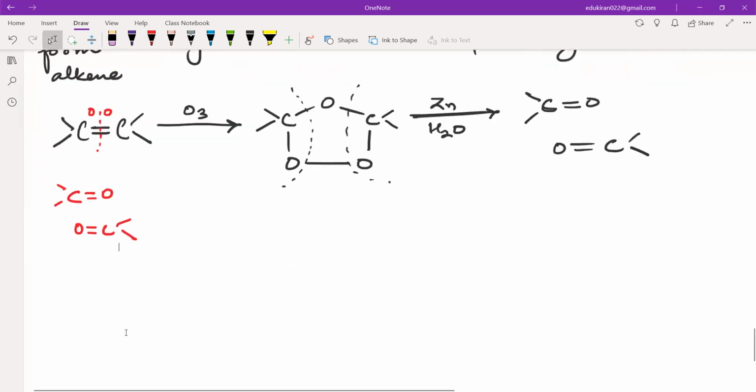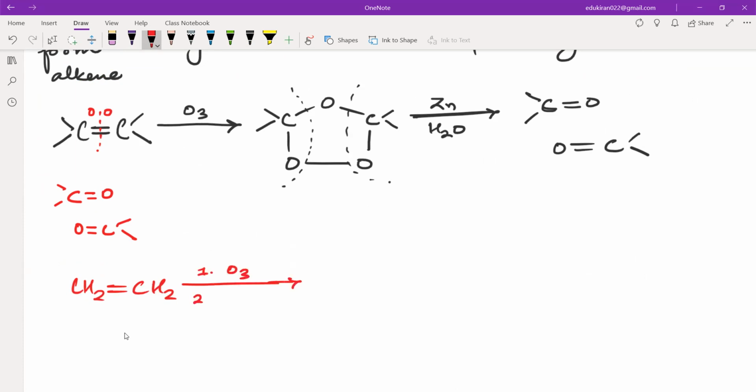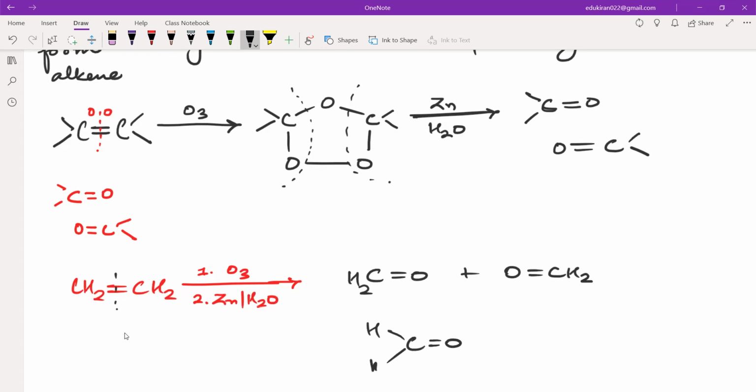Let me give you an example that will serve your case better. If you have CH2 double bond CH2, and I am treating this in the first step with O3, that is ozone, and in the second step zinc in the presence of water. Then we will break this bond like this. So you'll get CH2 with a double bond to oxygen, and plus you will get oxygen double bond carbon and CH2. So if you look at this structure, it is methanal, right? Yes or no?